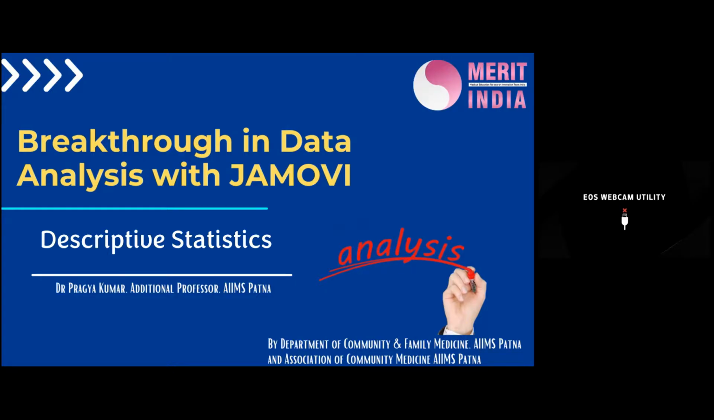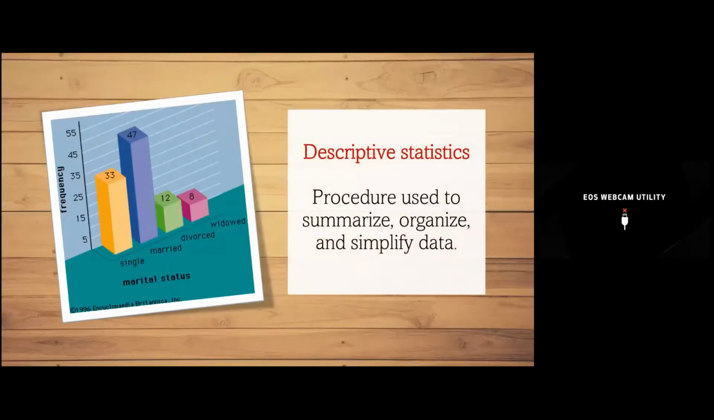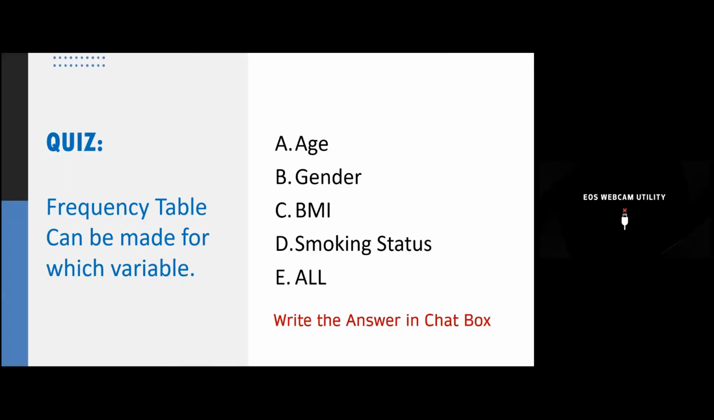So what is descriptive statistics? Basically, in descriptive statistics, we summarize the data and we organize the data. Descriptive statistics basically means that we summarize, organize, and simplify the data. Now, this is one question for you. If you have to make a frequency table, for which variable in this case can you make a frequency table?